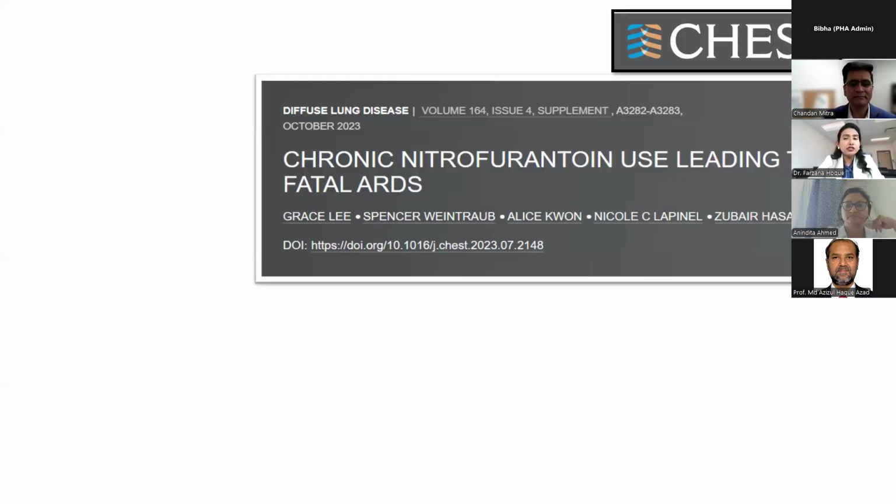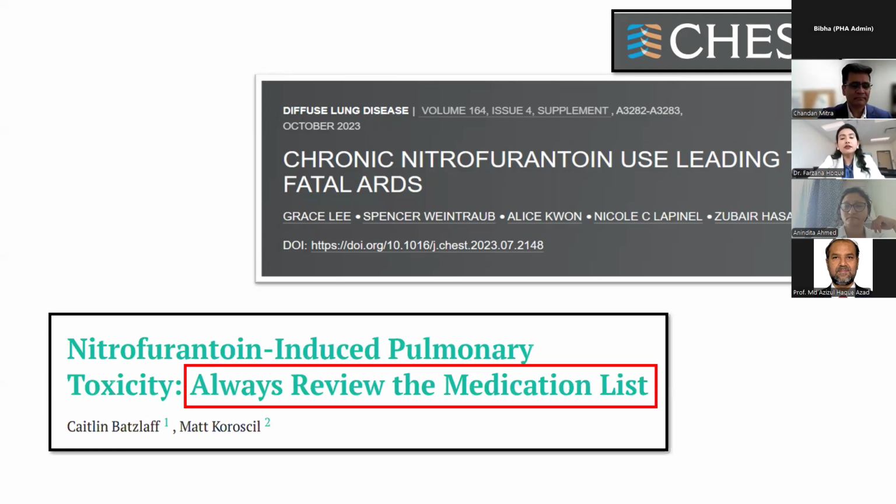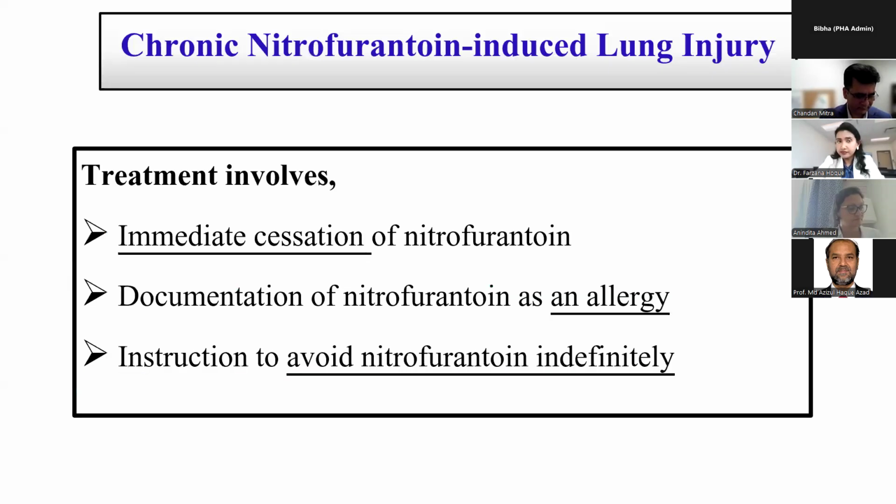Chronic nitrofurantoin-induced lung injury could lead to fatal ARDS. So it is very important when we are prescribing any medicine, particularly to our geriatric patients, to always review the medication list. Couple of key points for chronic nitrofurantoin-induced lung injury treatment. Three things need to be implemented immediately. First, immediate cessation of nitrofurantoin.